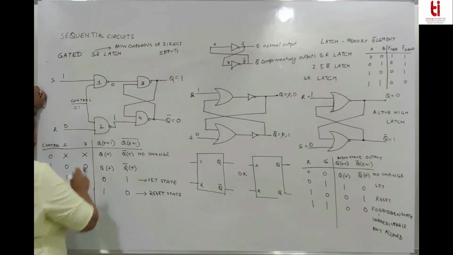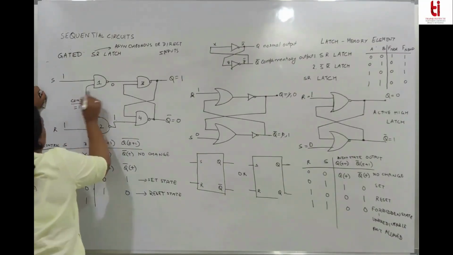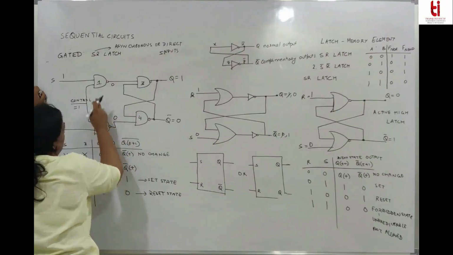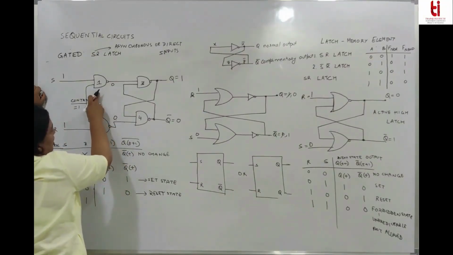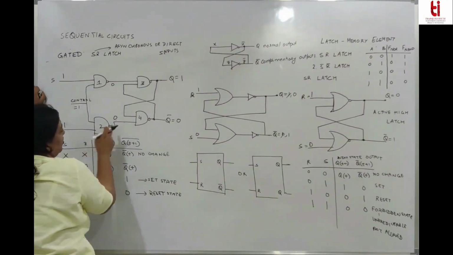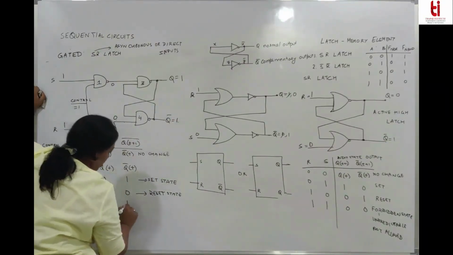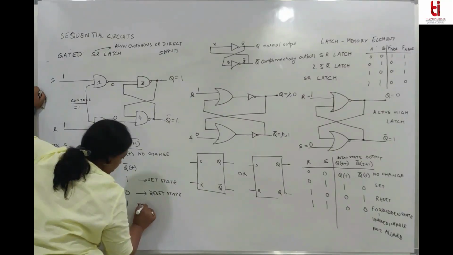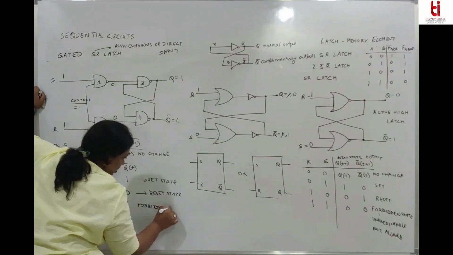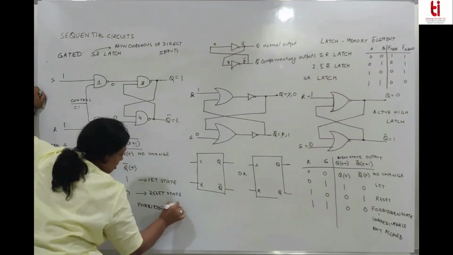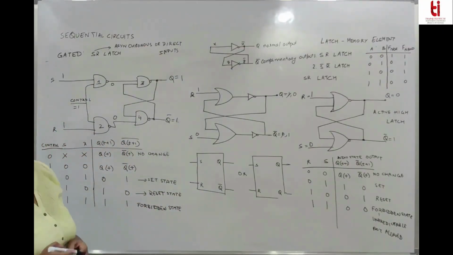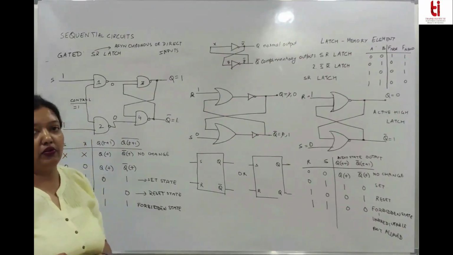And when all are 1, this is 1, this is 1. So when all are 1, they are both 0. The NAND gate output of gate 1 and output of gate 2 will be 0. And when both are 0, this is a forbidden state. The problem with this is we do have a control, but one of the states is not usable.